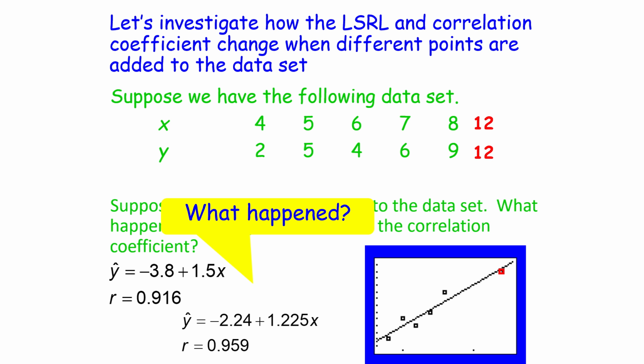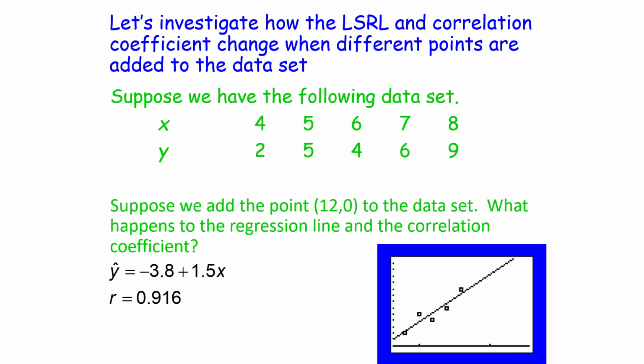Let's make one more adjustment. So let's add the point 12, 0. So go back into your list, take off 12, 12, put in 12, 0 to the data set, then calculate the regression line and the correlation coefficient. And let's see what happens. So push pause, and then when you're done, push play, and we'll see if you're right.